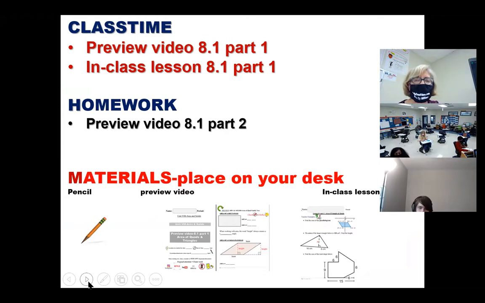So in class, we are actually doing both the preview notes, which I will shortcut a couple things, and the in-class lesson, and I will shortcut something on that as well. So your homework will be your next preview note, 8.1, part 2, just FYI.